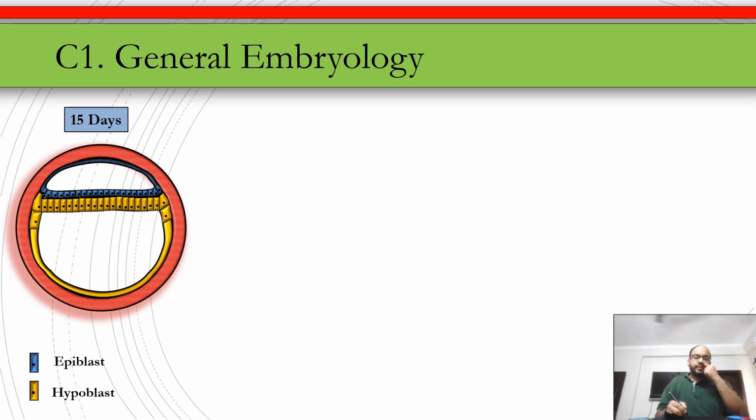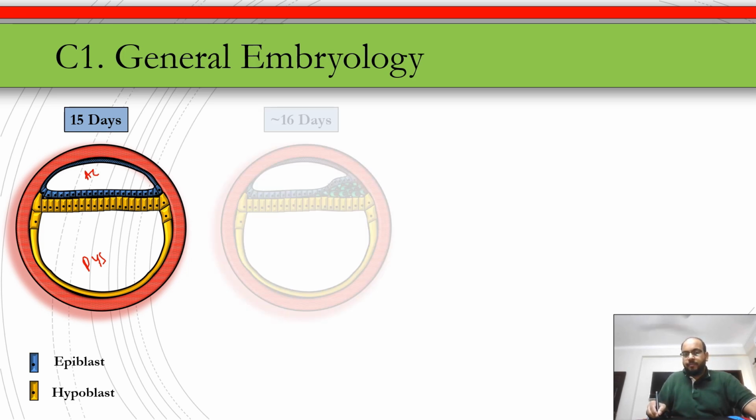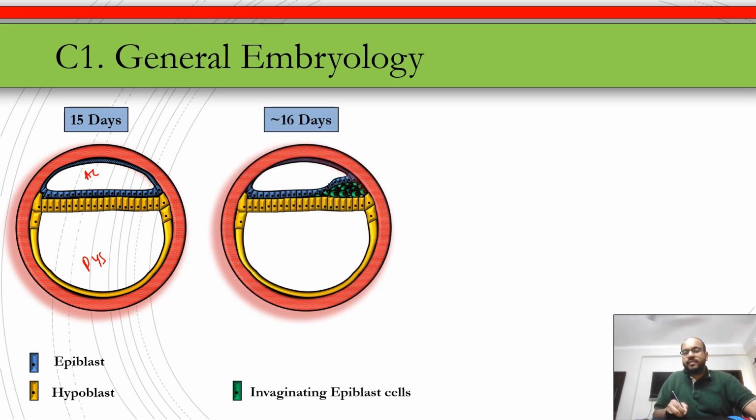So let's understand it with a schematic diagram. At 15 days, you have an area which is the primitive yolk sac lined by hypoblast cells. You have the amniotic cavity lined by epiblast cells. Clear? At around 16 days, the cells from the epiblast will migrate downwards and multiply.